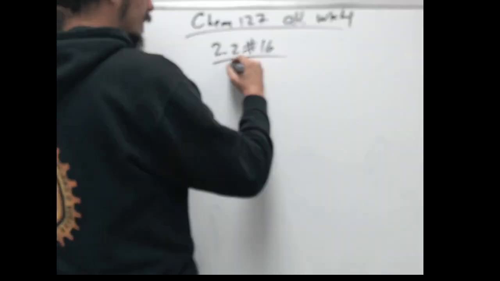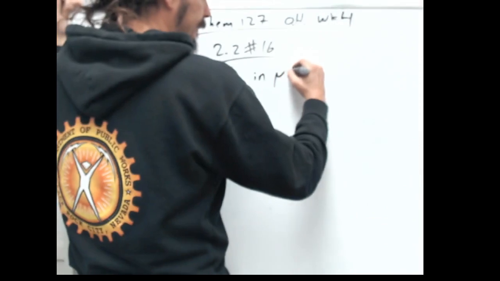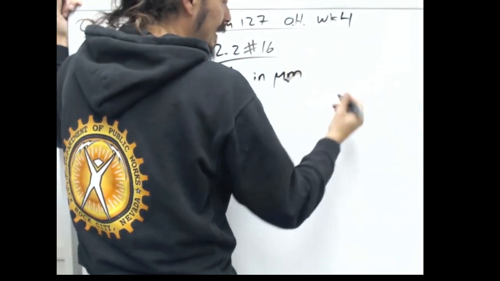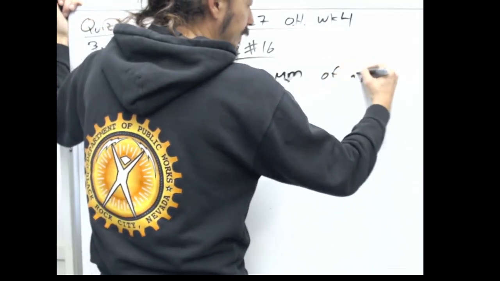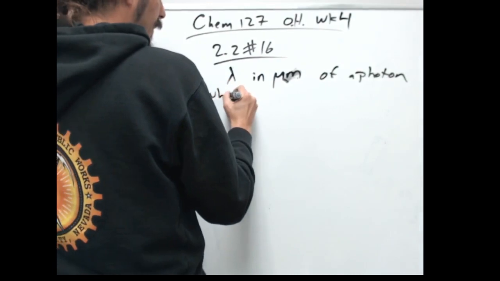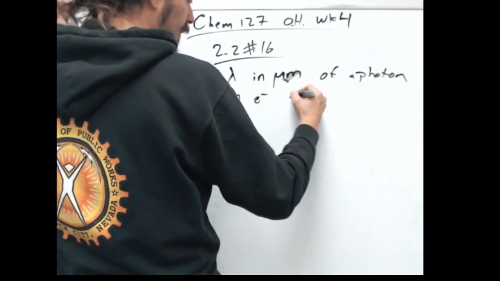Calculate the wavelength in micrometers of a photon that is produced when an electron in a hydrogen atom drops from n equals 6 to n equals 4.